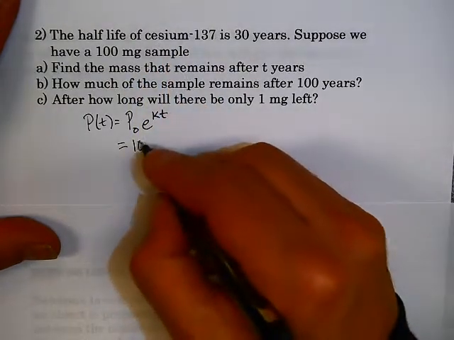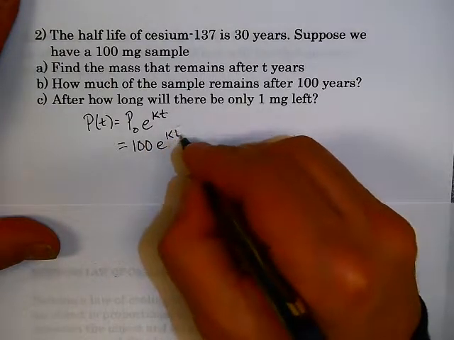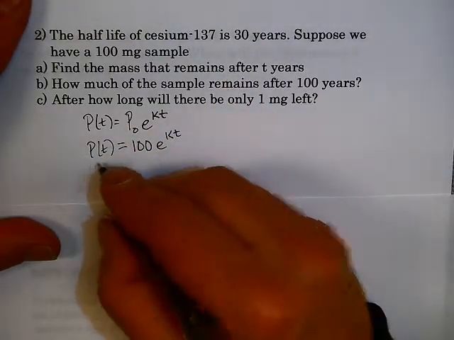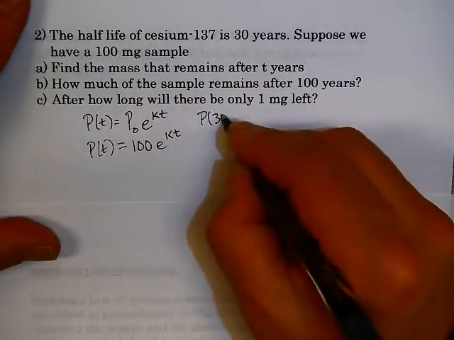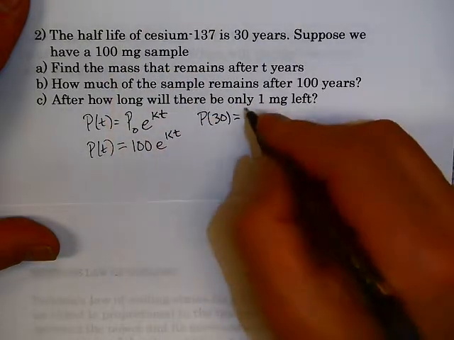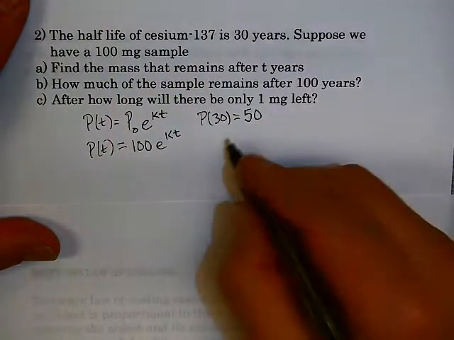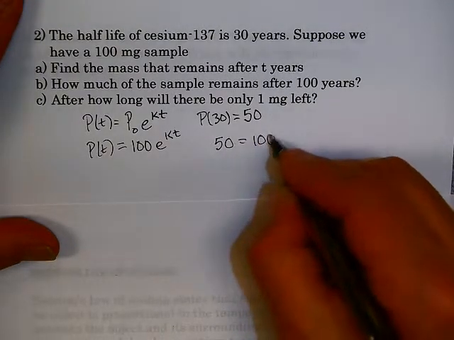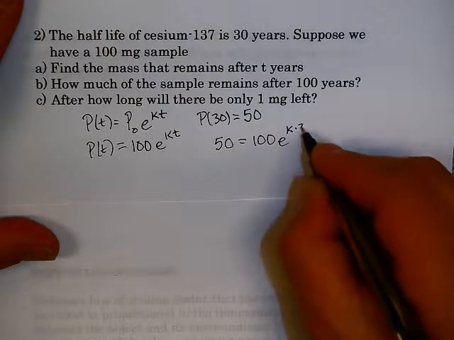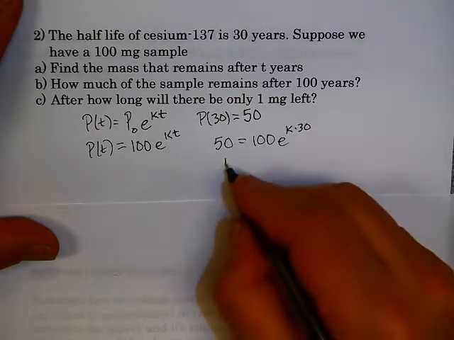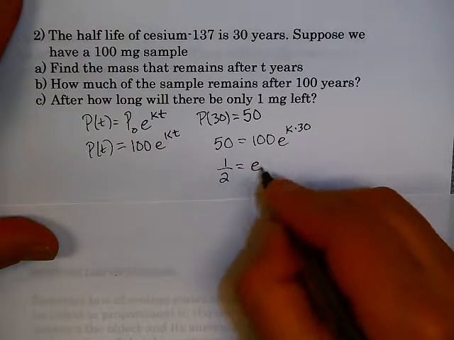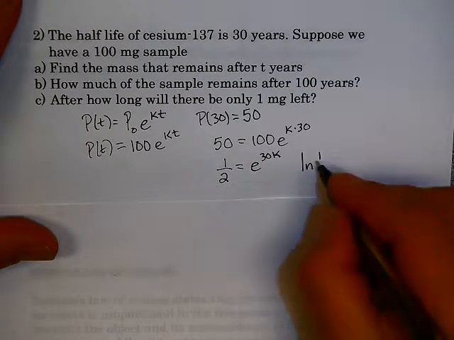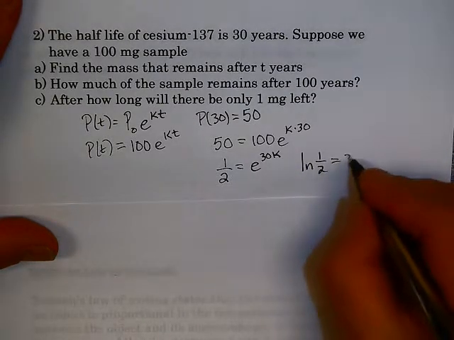So I'm going to start with 100, and I want to know how much there is later. Well, I know the half-life is 30 years. So that means when t is 30, we're only going to have half of our initial 100 milligram amount, which is 50, available. So I know 50 has to equal 100 e to the k times 30. Now if I divide both sides by 100, I get 1/2 equals e to the 30 times k. Now what? Natural log of 1/2 equals 30 times k.